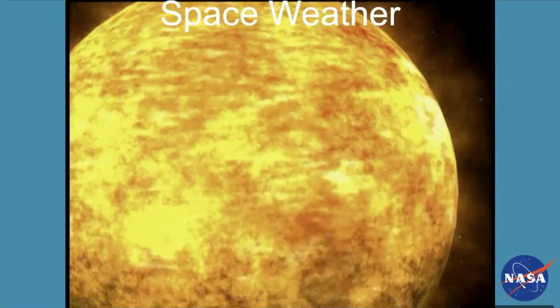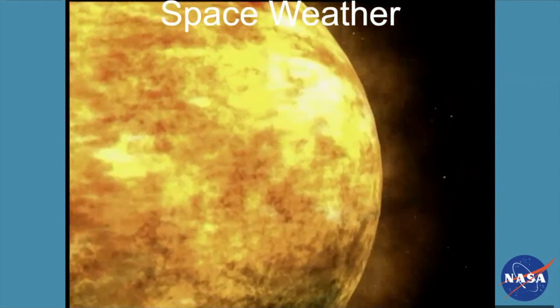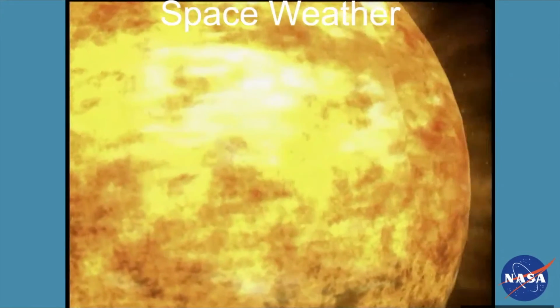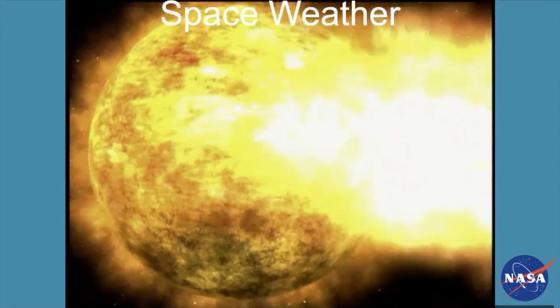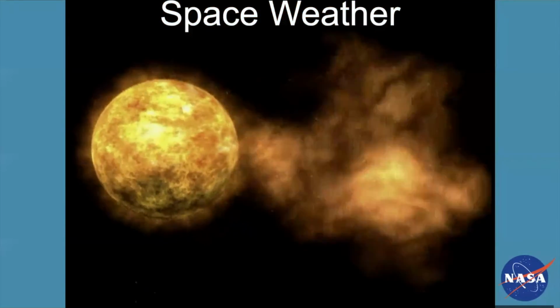So anyway, the space weather is what you're seeing here. That's the sun. The sun is very non-uniform, and this is a cartoon, of course, an artist's rendition, but we will see real images soon.